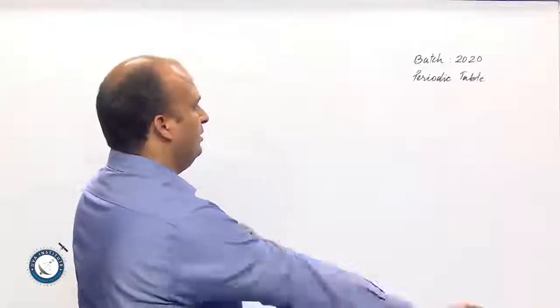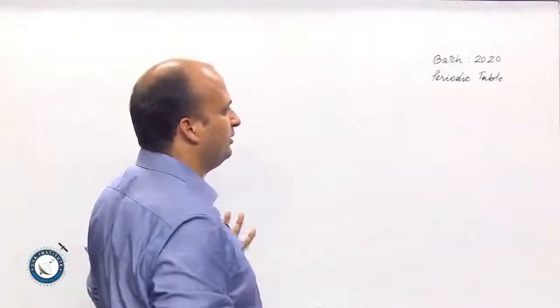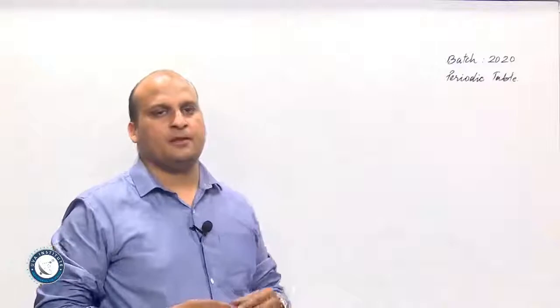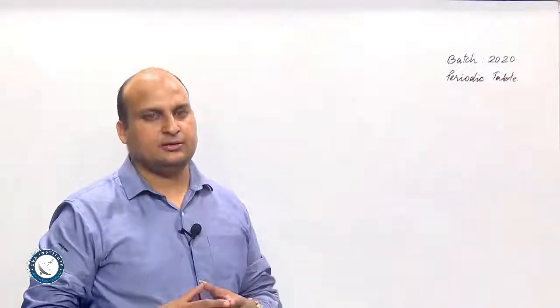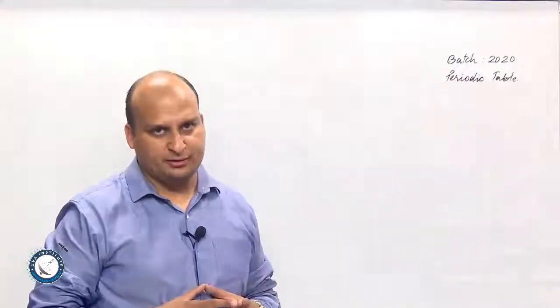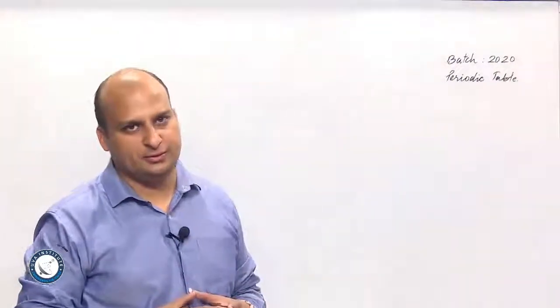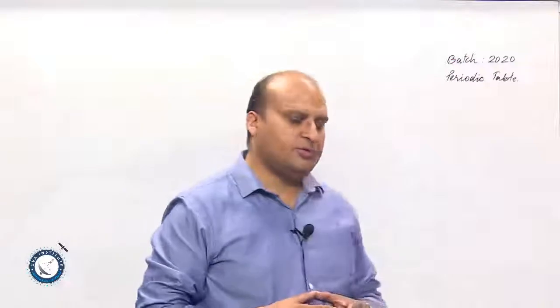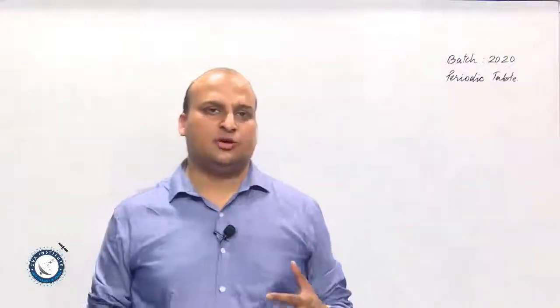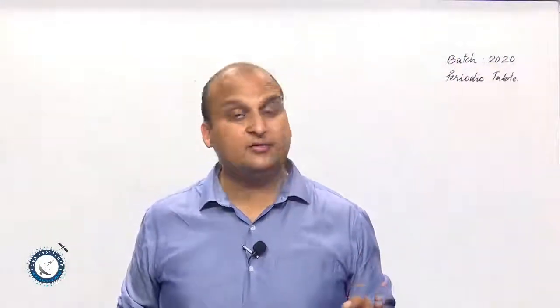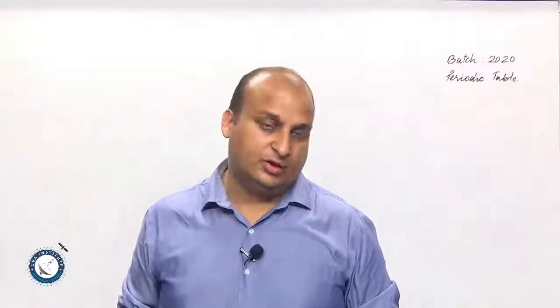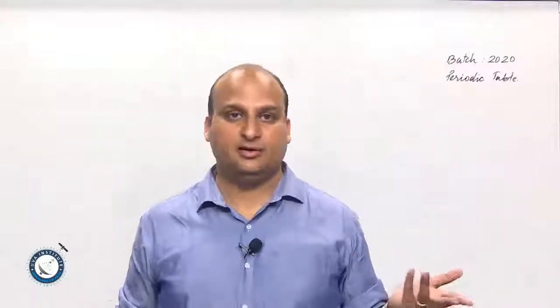Fine. See, in this periodic table, as I told you, there are 18 groups and 7 periods, and there is a particular shape of the periodic table. Now the question is, why do we have that particular shape? So now we will use the concept of electronic configuration and create this periodic table, and we will see why we are having the shape that we are having right now.